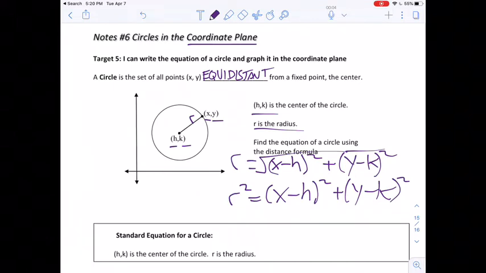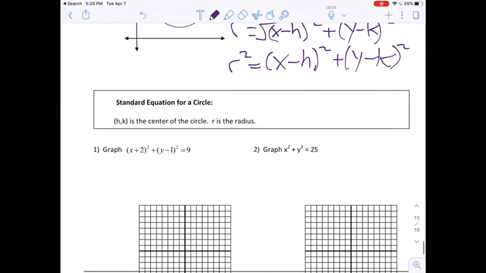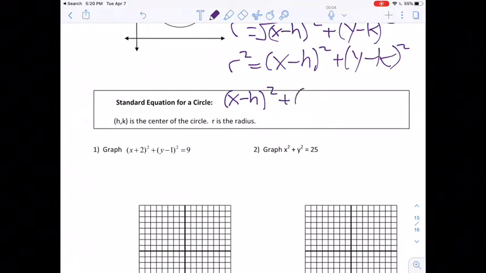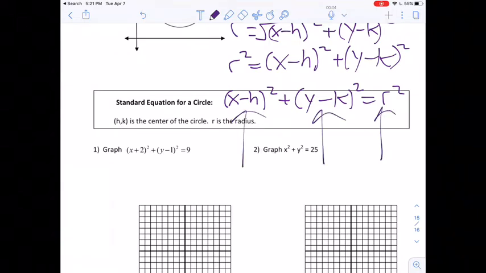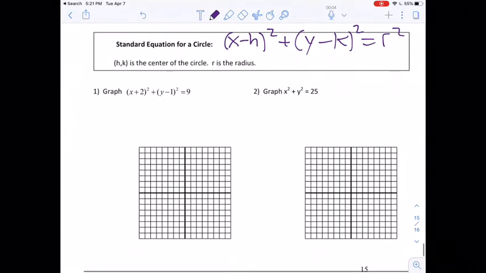And that is the standard equation for a circle. I'm going to write that again, but this time I'm going to put the r squared on the other side. So x minus h squared plus y minus k squared equals r squared. It's a version of the distance formula. And of course, the distance formula is a version of the Pythagorean theorem. So this is just the Pythagorean theorem, a squared plus b squared equals c squared. Okay, so you're going to need to memorize that equation.